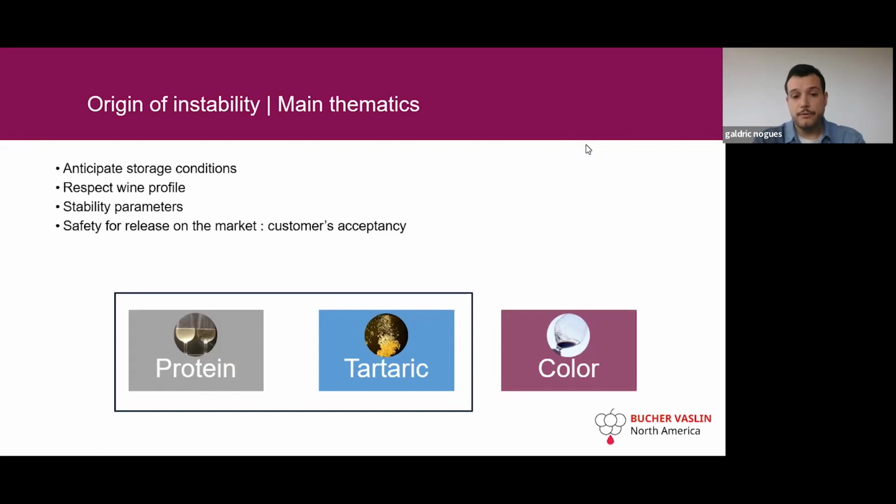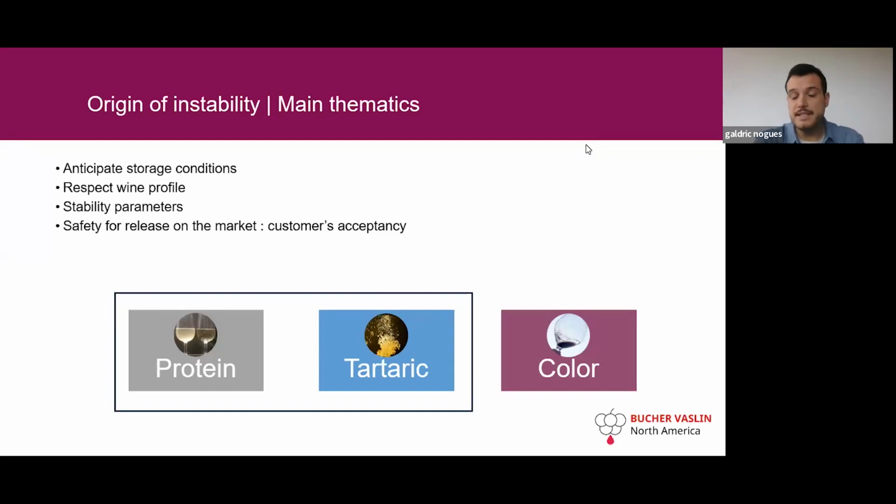All the time, for each of them, it is important to think about the storage conditions, because the storage conditions will be very important in terms of influence on these instabilities. Of course, these storage conditions will allow you to respect the wine profile. For example, I will try not to store my wine in a room where the temperature is 30, 35 degrees, because I can promote a protein instability very quickly. Same example with a temperature of 0 degrees where I store my wine. Of course, I will promote the tartaric instability very quickly as well.